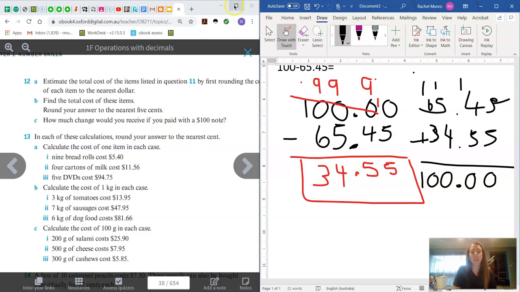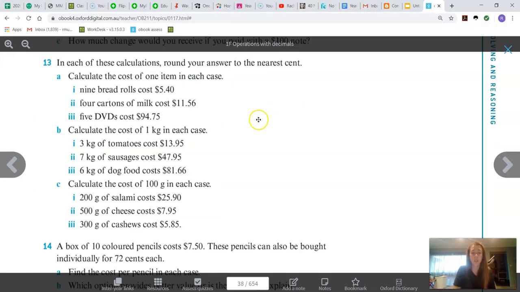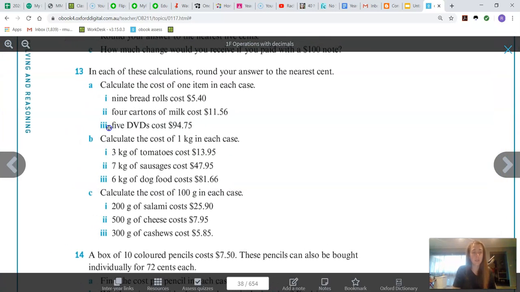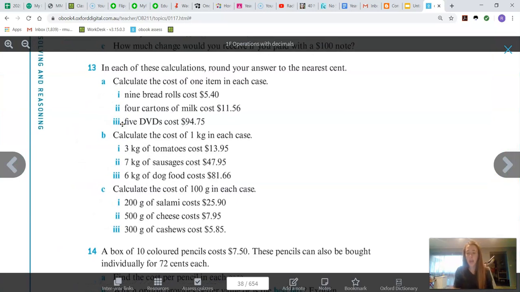Okay, so let's talk through these questions that you're now going to do independently. I've made them as big as I can. So if you're happy and comfortable to read through the questions, work through them, pause here and skim through them and answer as you go. For those people who just want a bit more clarification about what the questions are asking, keep watching. So question 13 is what we're going to work on. In each of these calculations, round your answer to the nearest cent. So we want to calculate the cost of one item in each case.